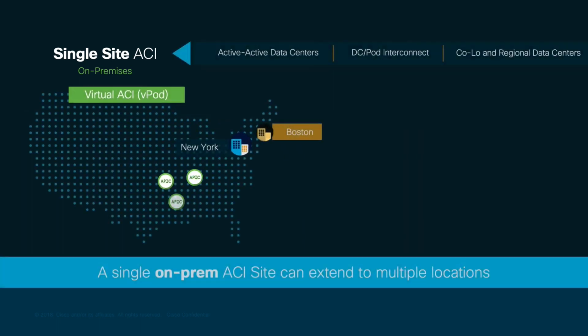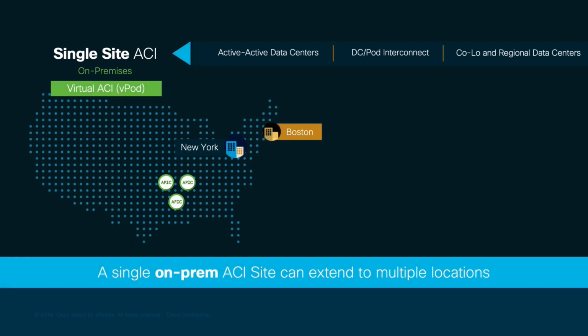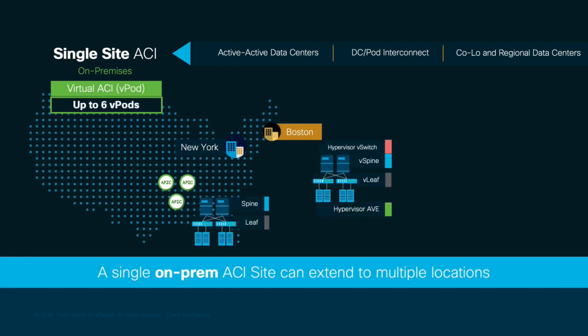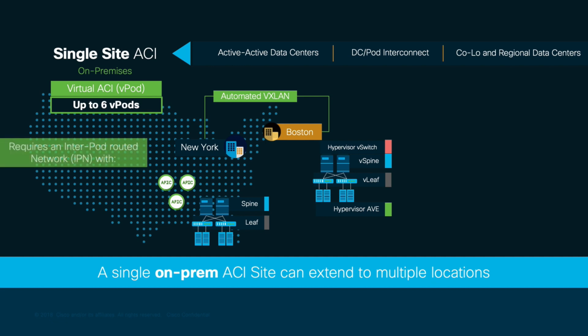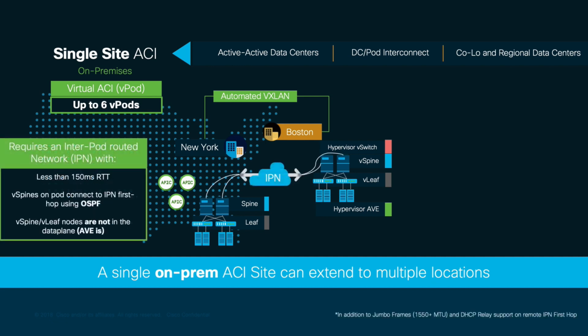Finally, let's now briefly cover our third option for single fabric extension, virtual ACI or vPod. With vPod, you just run a virtual spine and virtual leaf in the remote location, running vSphere as a hypervisor and leveraging AVE as the data plane on each host. This way, for environments where no Nexus 9000 hardware is available, you can still automate VXLAN connectivity while keeping the same centralized management model. Just like with the previous 2 scenarios, virtual ACI or vPod requires an IPN with less than 150 milliseconds in round-trip time, and you will have your virtual spines connecting to the first hop IPN device through OSPF as well.